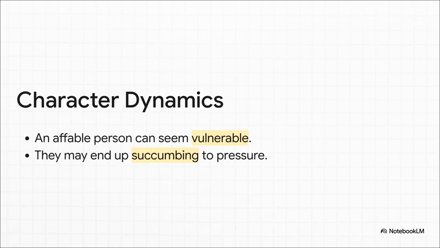So, how do our other character words fit into this little drama? Well, think about it. A person who is extremely affable might also be seen as vulnerable, right? Open and trusting, maybe easy to take advantage of. And because they want to be liked, they might find themselves succumbing, giving in to the pressure from a group. See? It's a mini story, not just a list.